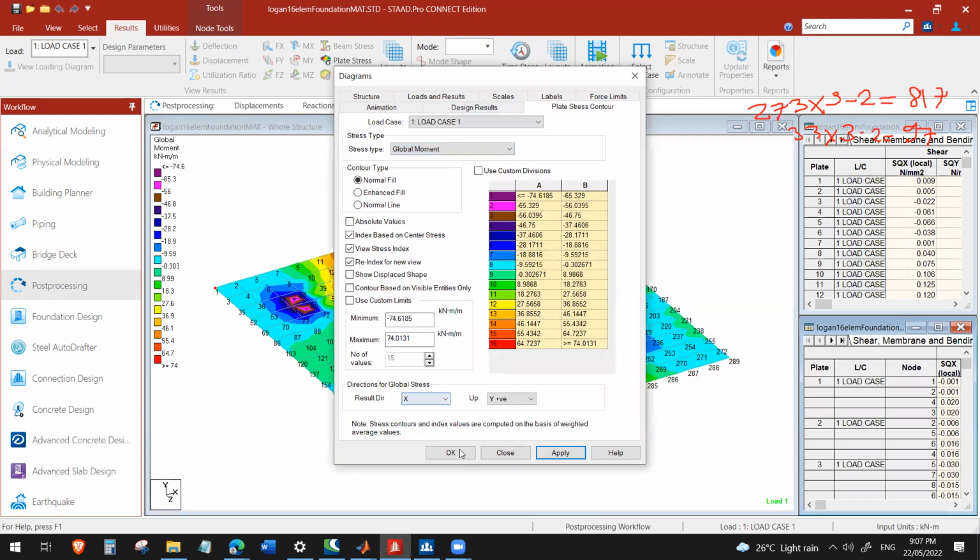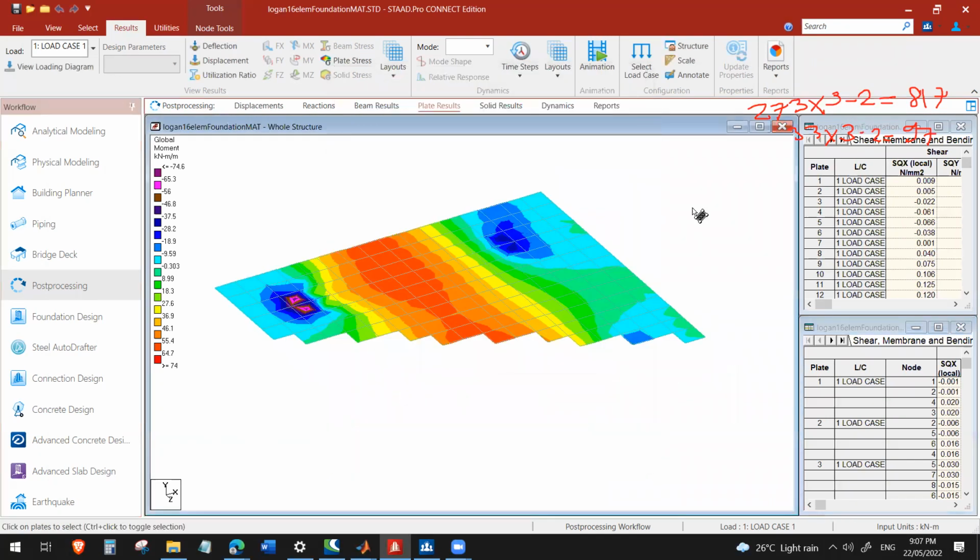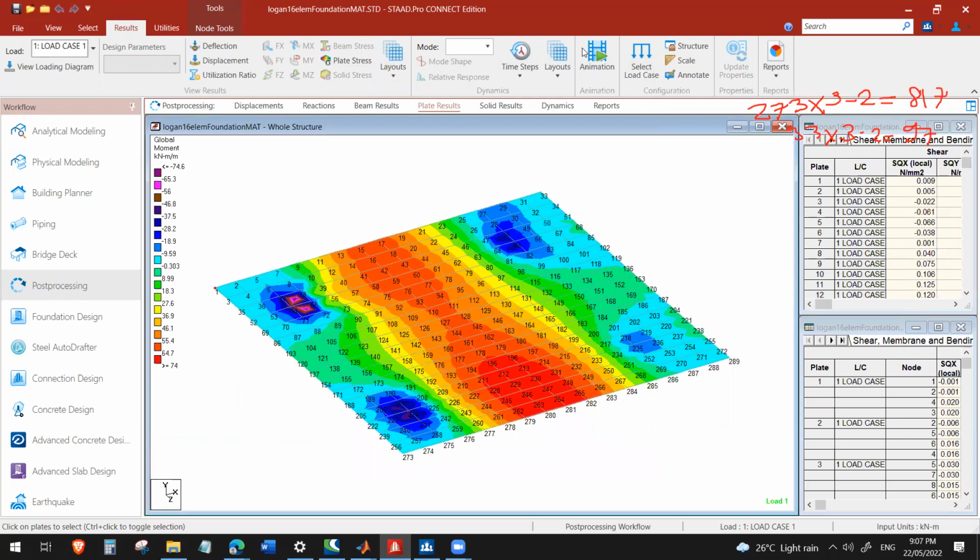About X. Okay. So we're now seeing all the moment in this direction, right? Remember, we have vertical loads here. So of course, the stress concentration is on this point. That's why the maximum negative moment is the magenta, 75 something here, magenta to blue.